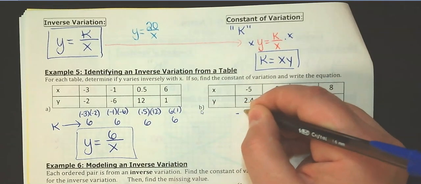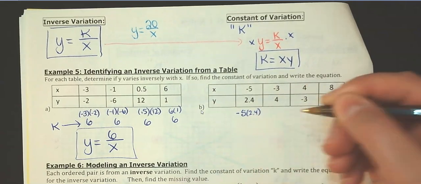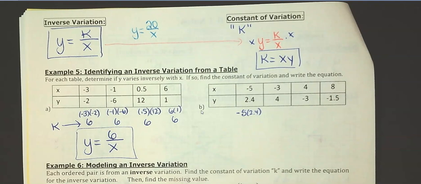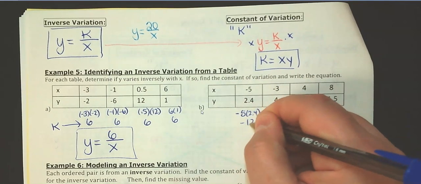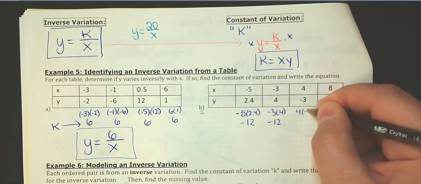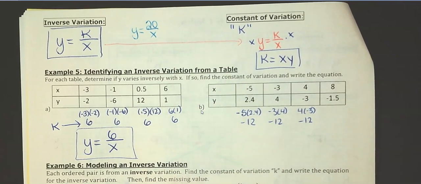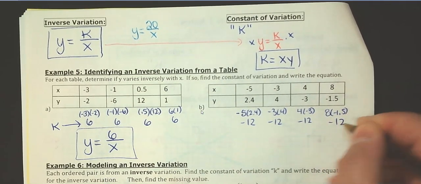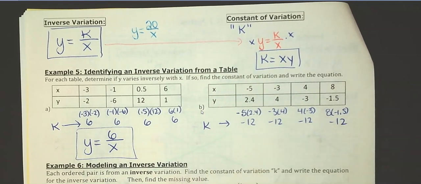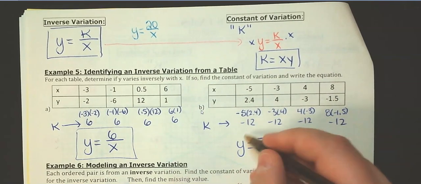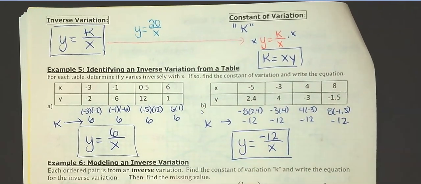Now, of course, this one has some decimals, but feel free to grab your calculator. If you do -5 times 2.4, I don't know what that is off the top of my head. Okay, I'm getting -12. -3 times 4, that's also -12. 4 times -3, that's also -12. And 8 times negative 1.5, let me see. Yep, these are all the same as well. So if they're all the same, that's your k value. And to write the equation, you just take that k value, it's negative 12 here, and put x underneath. So y equals negative 12 over x.